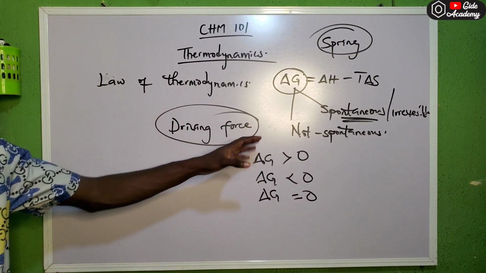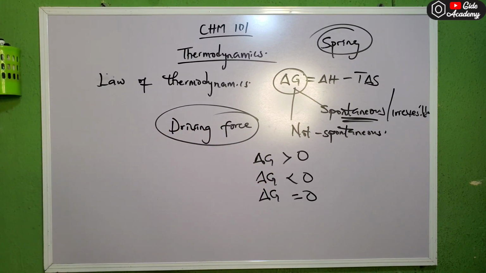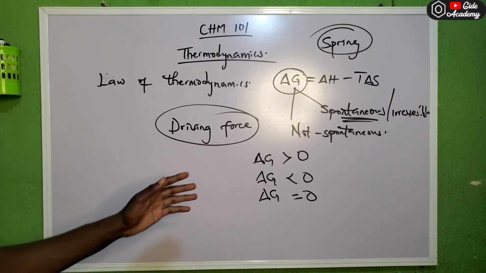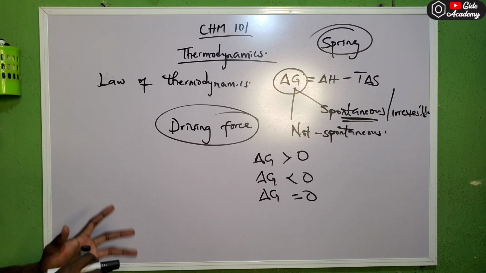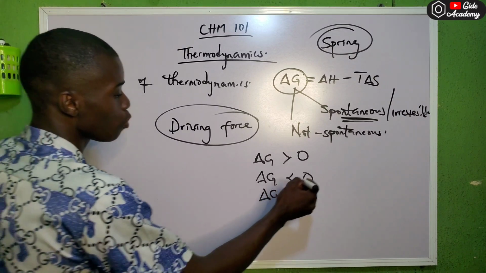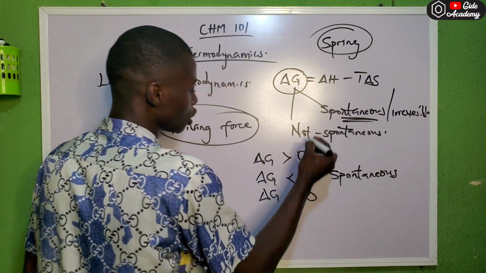What I mean by delta G is your Gibbs free energy, which at the end of your calculation, giving delta H minus T delta S, if you realize that the value of your delta G is greater than 0, then we cannot say it is a reversible process; it is a non-spontaneous process. But if your delta G is less than 0, that means it is a spontaneous process. So for this case, our delta G is less than 0, it is spontaneous.